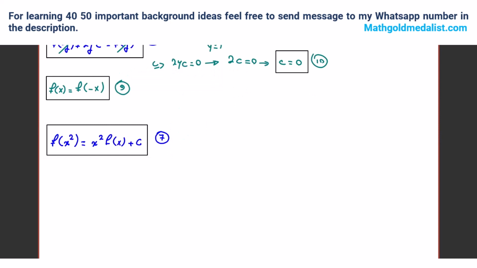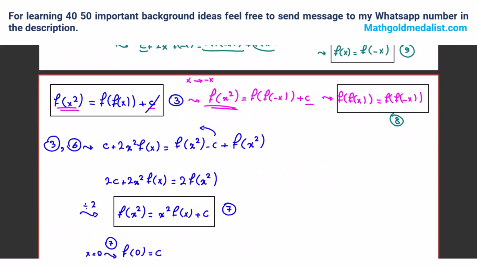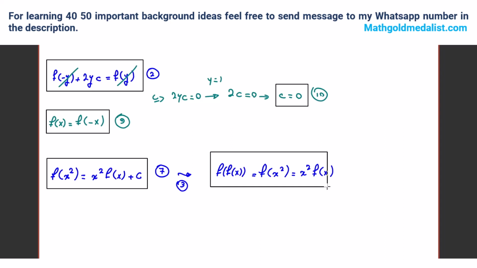Because c is 0, we can write f of x squared is equal to x squared f of x. Also, we can say what? We had something about f of x. Because c is 0, you can cancel this. And f of x is also f of x squared. From 3 also, you can say f of x. Also by using 3, we can say f of x is equal to f of x squared is equal to x squared f of x. Okay? So, let's put the box around this one, and it will be result number 11.